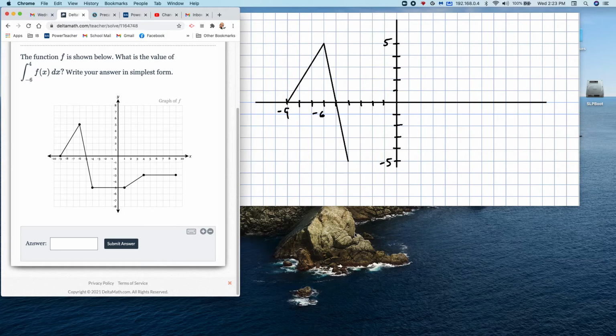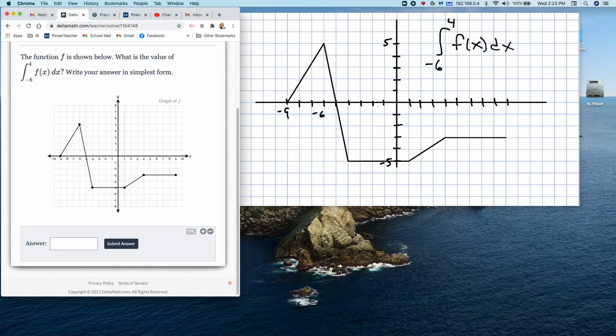And then it comes over to 1. And then it goes up to -3, 4. And then finally it goes over to 9. 5, 6, 7, 8, 9. And the question is asking us to go from -6 to 4. Okay, so the question is asking us to find the integral from -6 to 4 of f of x dx.